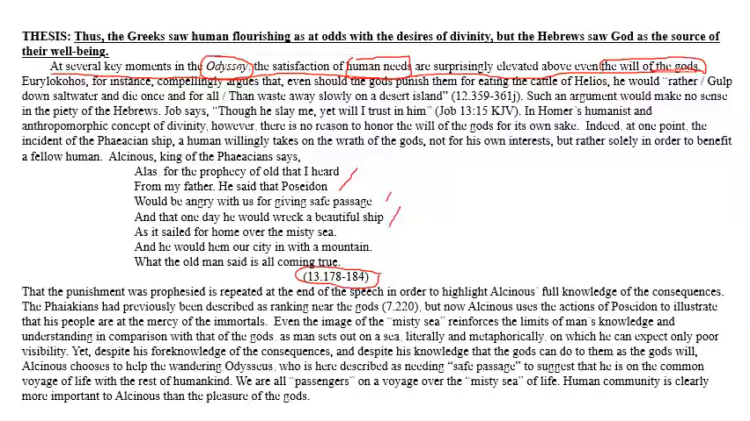So Alcinous, king of the Phaeacians, says, "Alas, for the prophecy of old that I heard from my father. He said that Poseidon would be angry with us for giving safe passage, and that one day he would wreck a beautiful ship as it sailed for home over the misty sea, and he would hem our city in with a mountain. What the old man said is all coming true." Cite the book and line numbers.